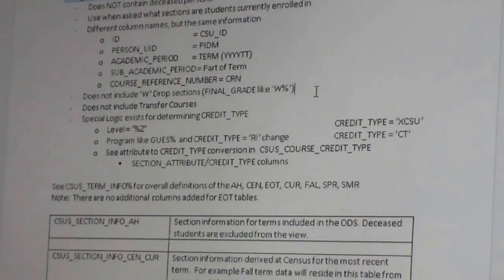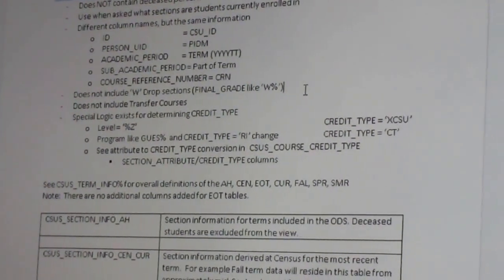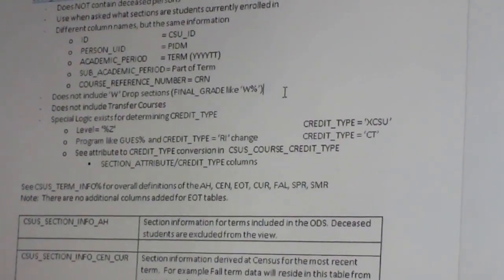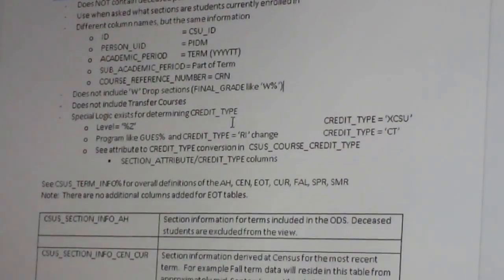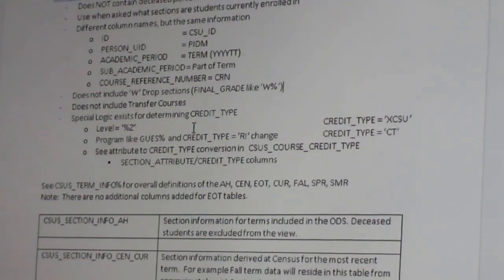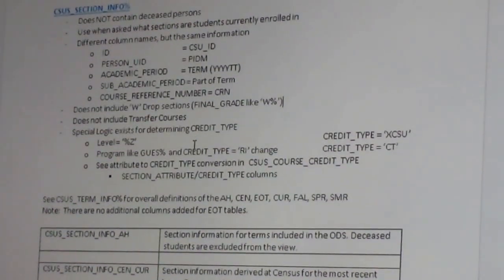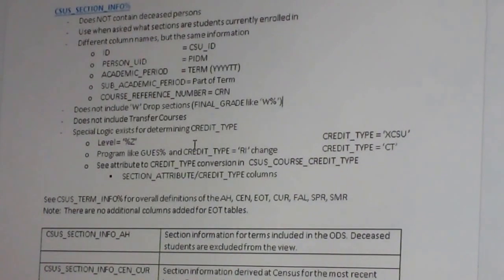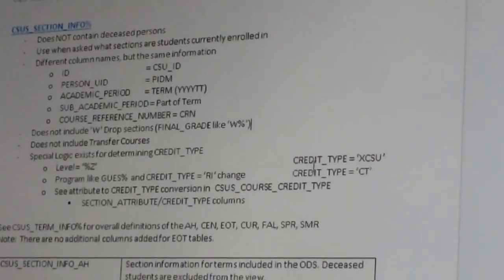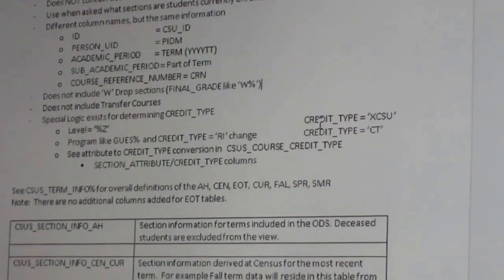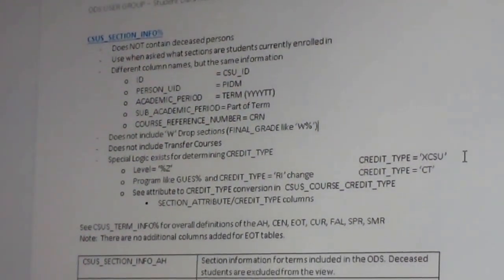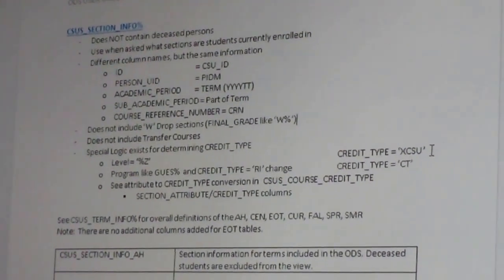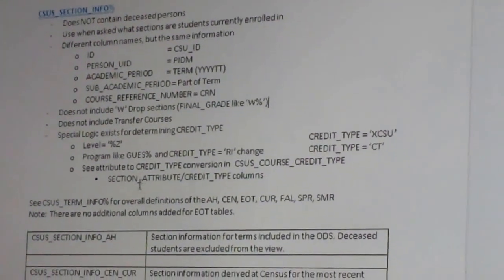We do not include W drop classes where the final grade is W, so those are removed from section. We do not include any transfer coursework here, and there's special logic that's used to determine the credit type, and this is how we report things to the state. So that Z is related to those GZs. If the class that they're taking is specifically for those students, then it gets translated to ex-CSU, not CSU. We don't get to count those students.